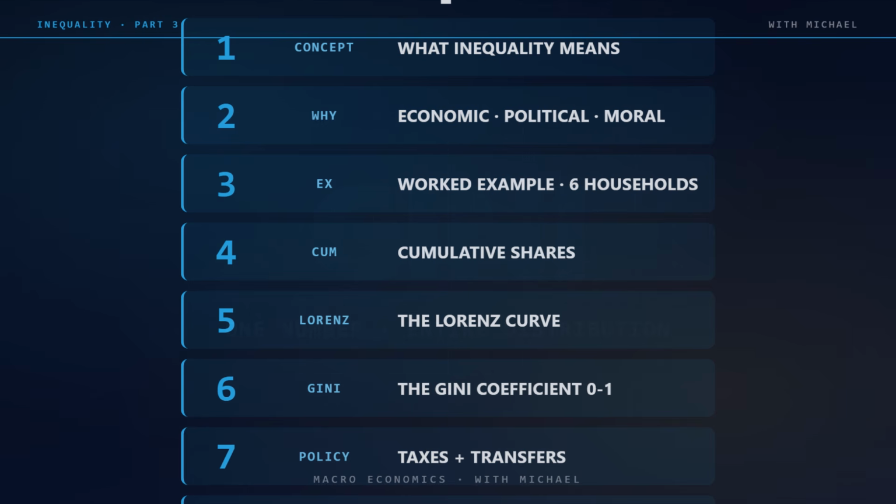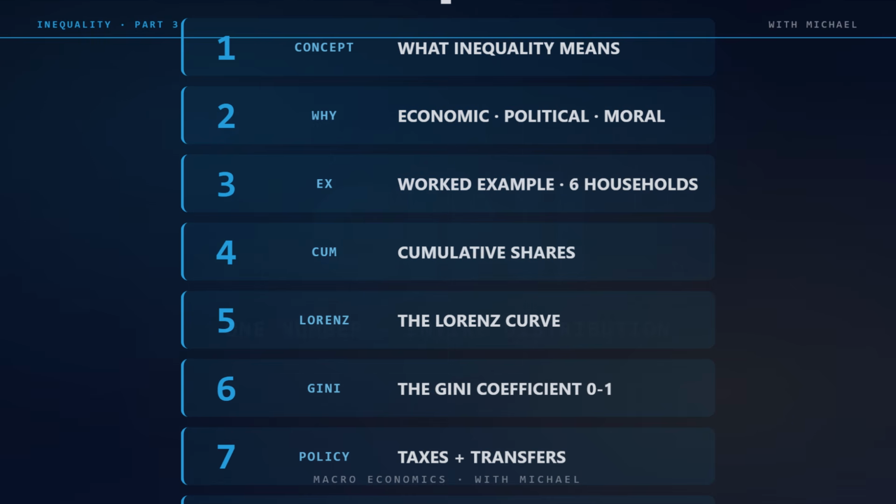In this video, we will introduce the concepts of income inequality, build the famous Lorenz curve, define the Gini coefficient, see how different tax structures change the distribution, and walk through several worked examples. Let us begin. Section 1.